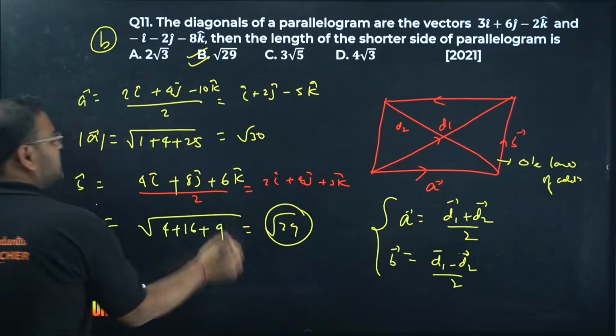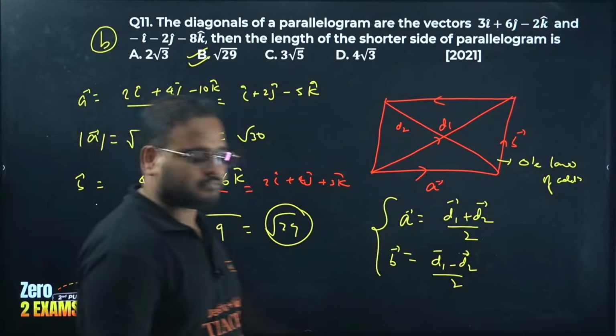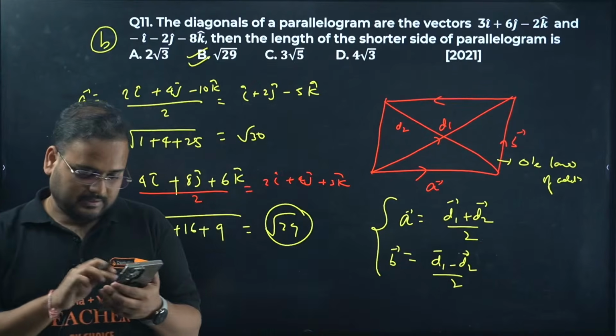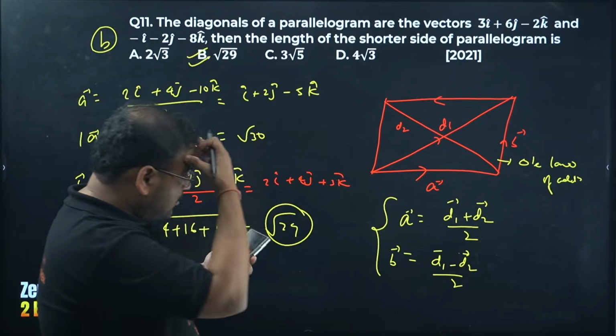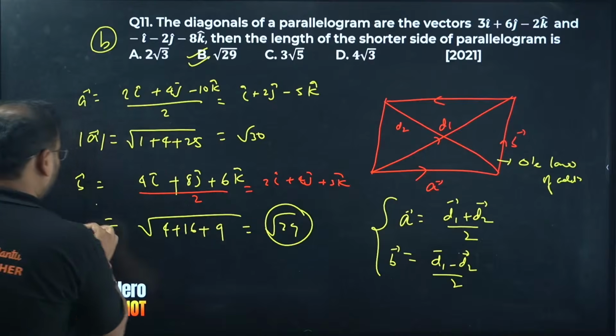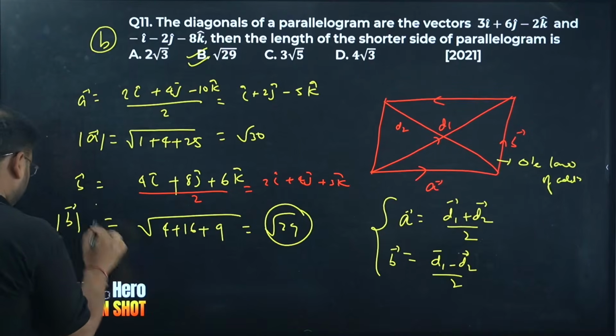I just did not divide this by 2. So answer is B. Yes. I got it. Thank you everyone. So B the shorter side. Yes, B is the shorter side. You are all right. My bad, I made this mistake.